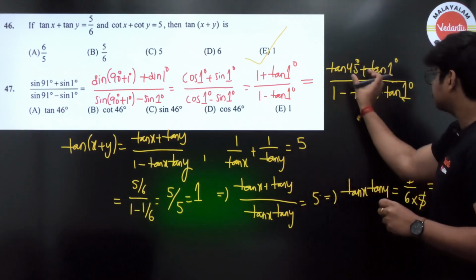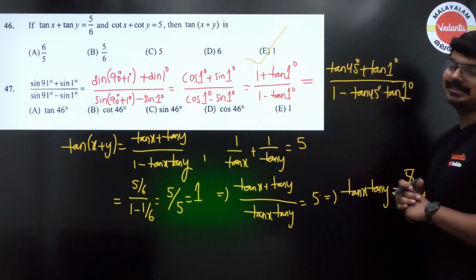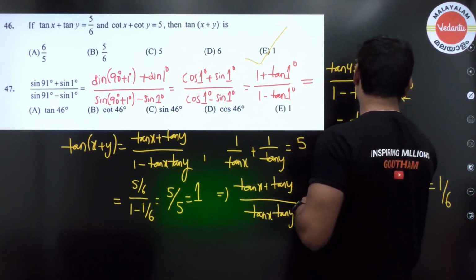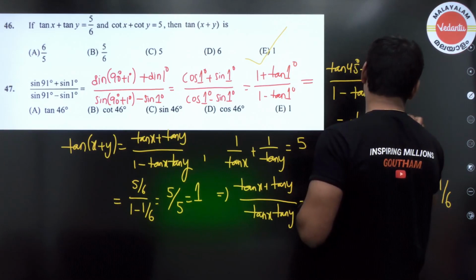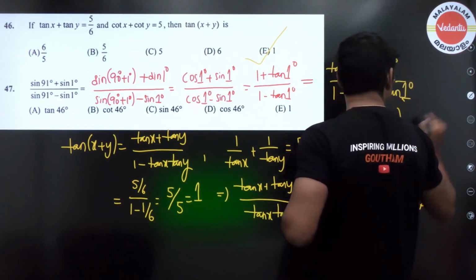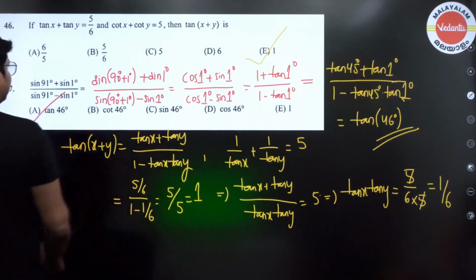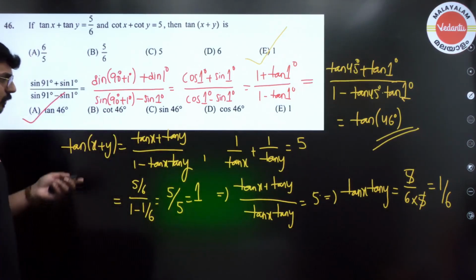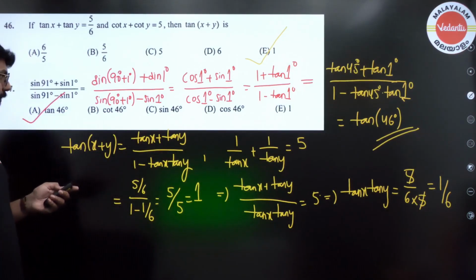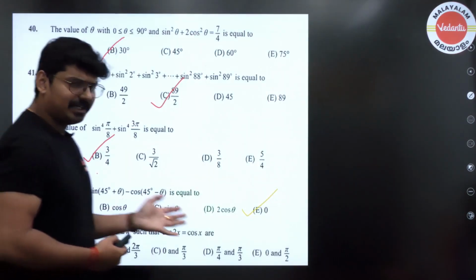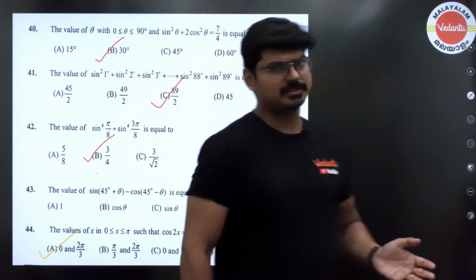Now you observe this, tan A plus tan B by 1 minus tan A into tan B. What is that going to become? Tan of A plus B. So tan of 46 degrees is going to be the answer. And if you see the options, guys, option A is going to be the right answer. So I hope this is also clear for you. So this is how you have to do this question. I don't think you'll have any difficulty in solving this type of questions, right?